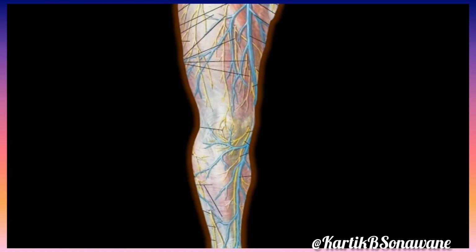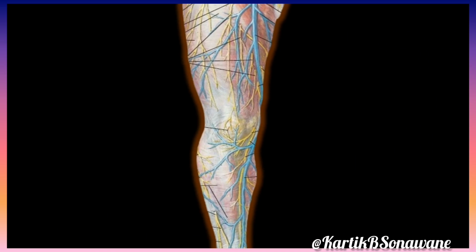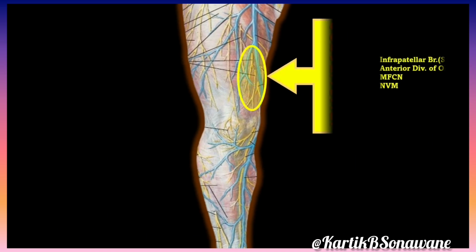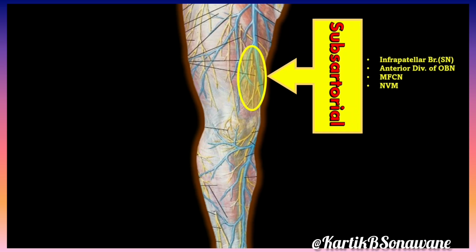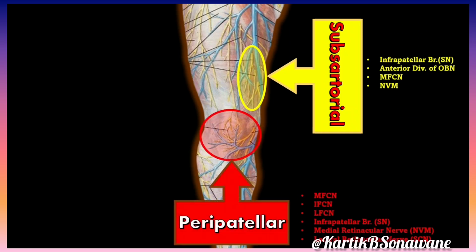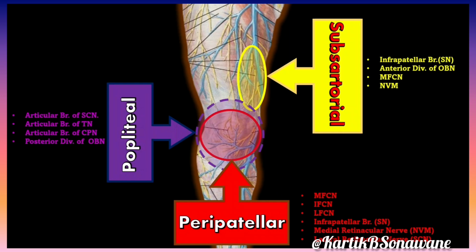Before supplying the knee joint, these nerves form three different plexuses: subsartorial plexus, lying on the medial aspect supplying anteromedial knee and anterior joint capsule; peripatellar plexus, lying anteriorly supplying skin around the patella and anterior joint capsule; popliteal plexus, lying posteriorly, supplying all intra-articular structures in posterior capsule.